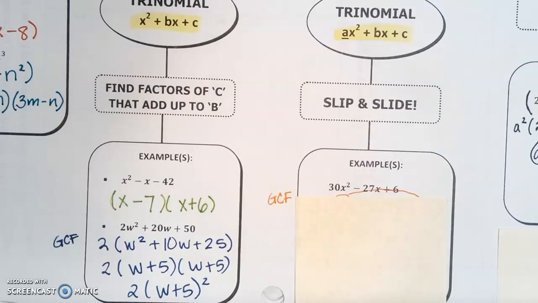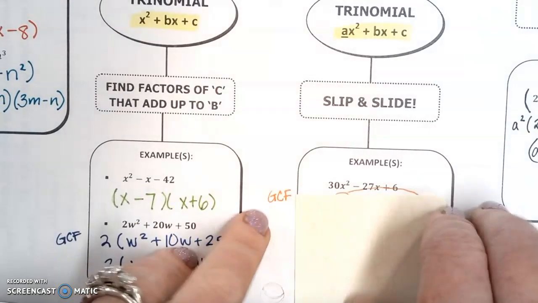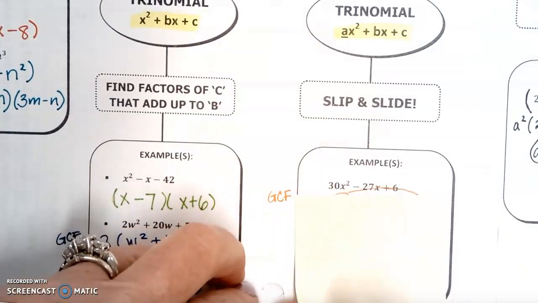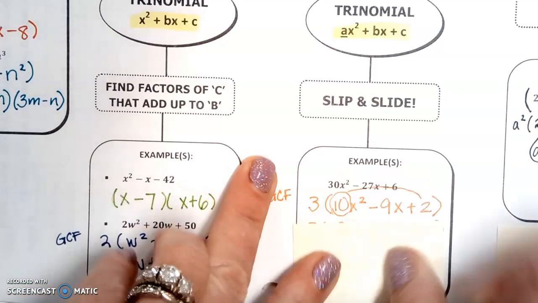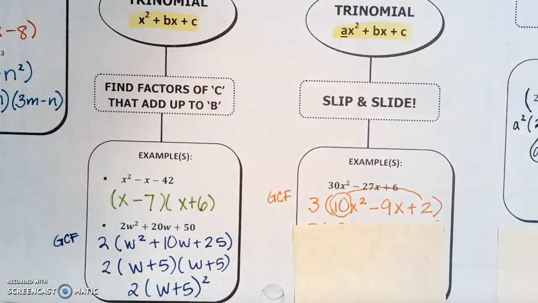Yes? 6. 3. Well, 6 goes into 30 and into 6, but 6 does not go evenly into 27. You could. But we're just going to factor out a 3 for now. Oh, it doesn't have to be in the equation? It has to be a factor. Your GCF has to be a factor of your whole polynomial, however many terms. In this case, there's 3 terms, right? It has to be a factor of all 3 terms. Okay? That leaves us with 10x squared minus 9x plus 2.